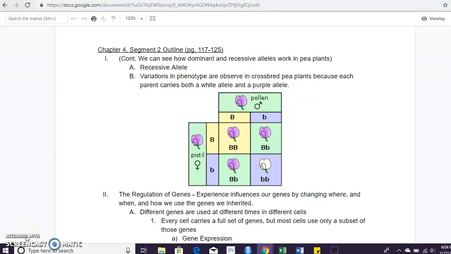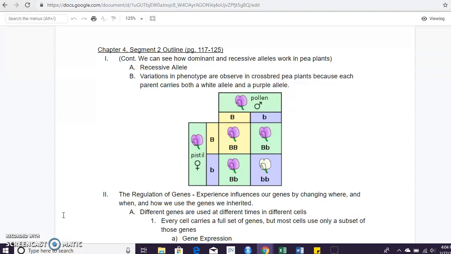So this is the Chapter 4, Segment 2 outline, and at the very end of Segment 1, we began the discussion of dominant and recessive alleles, and they're using the very common example of pea plants, which is what Gregor Mendel used in his research and what led us to our understanding of what genes are today.